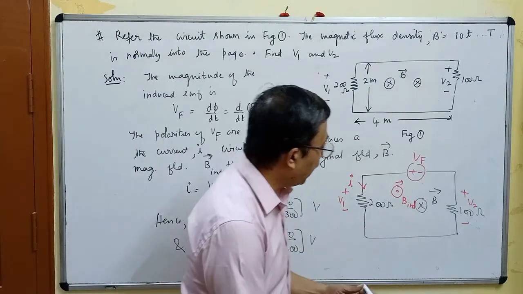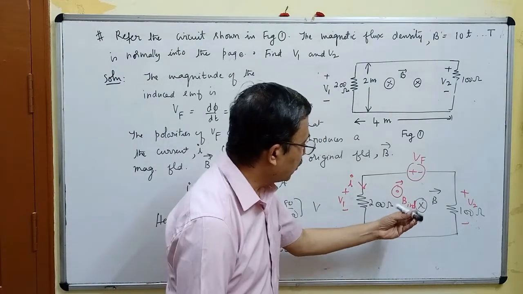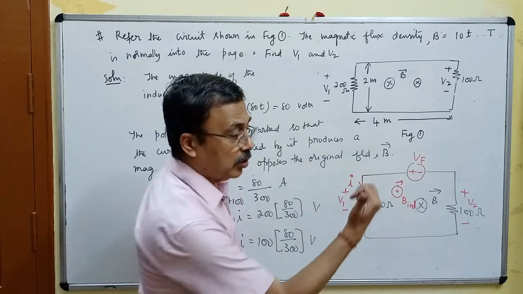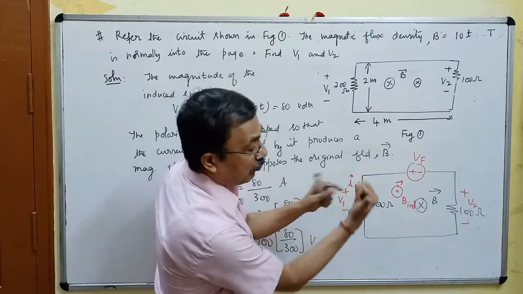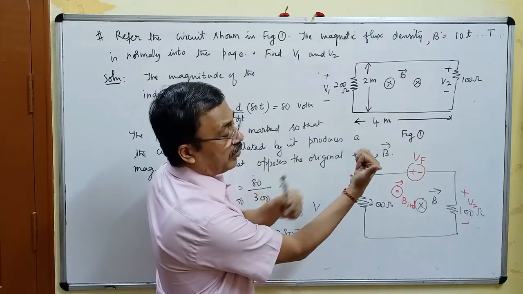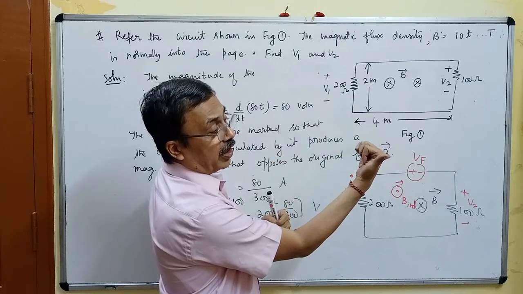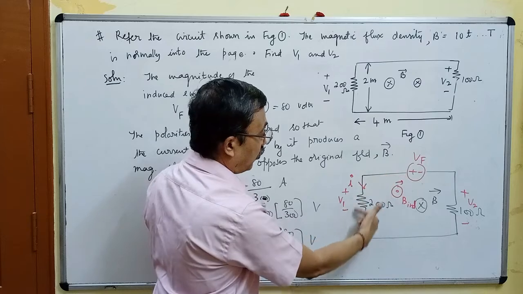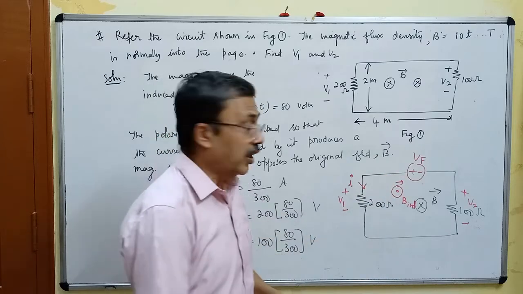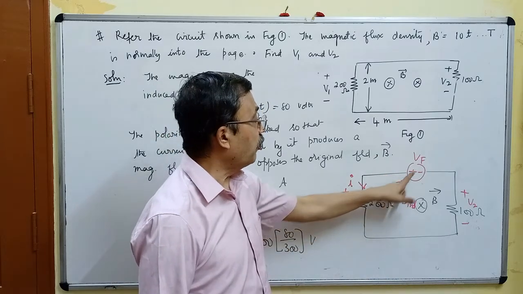The original field is into the board. So induced field should be out of the board. So thumb indicates the direction of vector B induced and the fingers indicate the circulated current. Since my fingers are closing in the anti-clockwise direction, the current has to flow in the anti-clockwise direction. That fixes the polarities of Vf.